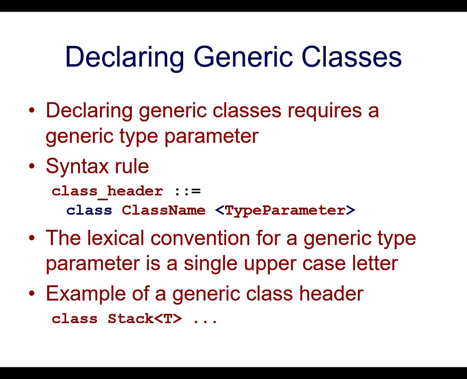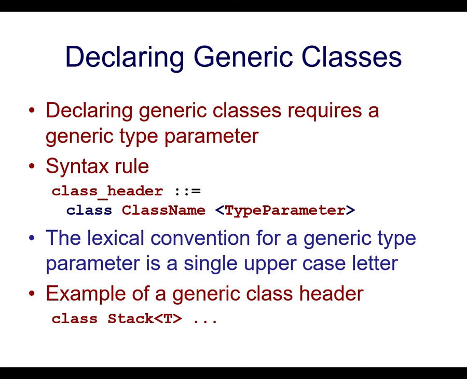Next, we introduce the syntax of generics that was included in version 5 of Java, beginning with how to declare generic classes. When we declare a generic class, we must include a generic type parameter. This type parameter can be thought of as a placeholder for an actual type name. Here is the syntax of the class header for a generic class. Notice that what follows the class name is the generic type parameter that is enclosed in corner brackets.